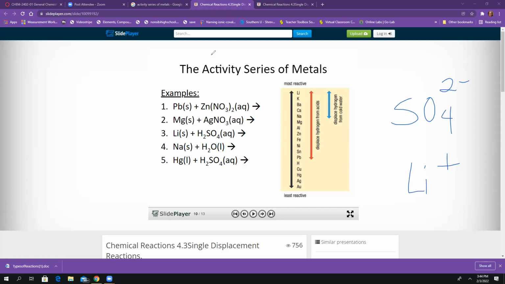Correct. Like I said, it was easy, wasn't it? You didn't have to really do much. Yes, that is correct. No reaction. Number 1 is definitely no reaction because what you said is correct. Lead is down here and zinc is up here. And the lead is trying to displace the zinc, which is already in there, so no reaction. That is the answer, yes.